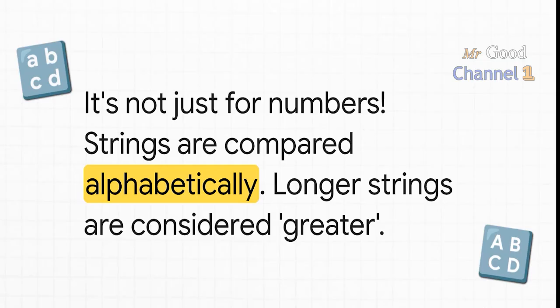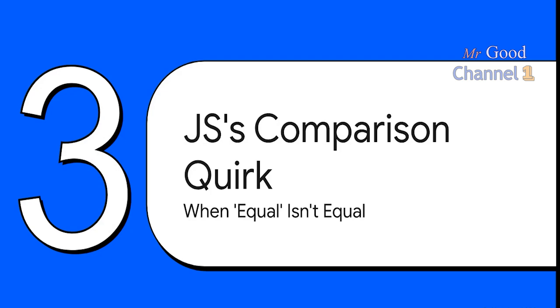And get this, it's not just for numbers. You can compare text, or strings, too. When you ask if apple is less than banana, the computer goes letter by letter, alphabetically, to figure it out. And here's a fun little piece of trivia. This means that the string sunny is actually considered greater than the string sun. Why? Because the first three letters are the same, but sunny is longer. Kinda neat, right?